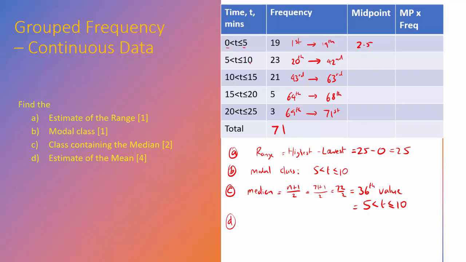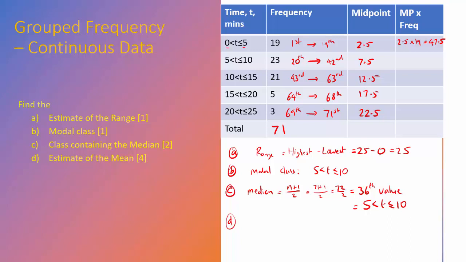5 add 10 is 15, divided by 2 is 7.5. Carry on like that, which will give us 12.5, 17.5, and then 20 add 25 is 45, divided by 2 is 22.5. And then we need to do midpoint times frequency, which is 2.5, that's my midpoint, and my frequency is 19. So 2.5 times 19 is 47.5.